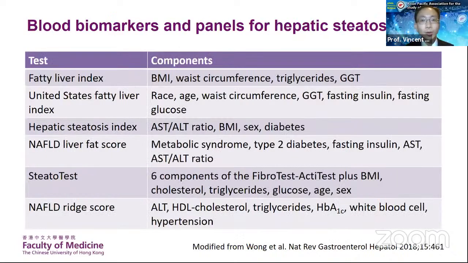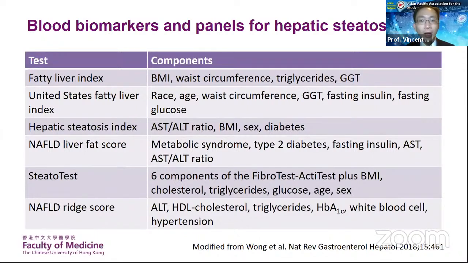This table lists the more well-known fatty liver scores, such as the Fatty Liver Index, Hepatic Steatosis Index, and the NAFLD Ridge score. These scores typically comprise liver enzymes and metabolic risk factors that are derived using statistical logistic regression models or machine learning. On the whole, they have moderate accuracy for the diagnosis of NAFLD. Personally, I don't find them useful in clinical practice. And in fact, if you read the EASL guidelines that Professor Castell has just mentioned, it is also not recommended to be used in routine clinical practice.